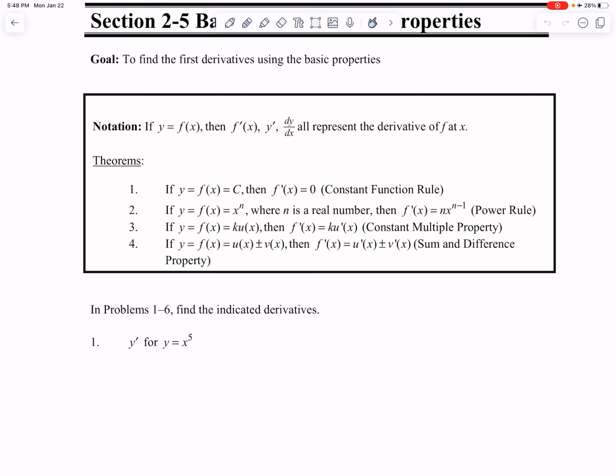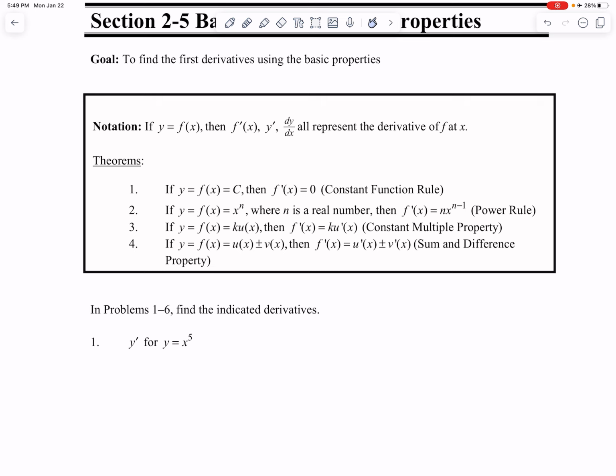There are different ways that you might see the derivative actually represented. The first one is f prime. We saw that last time. Since f of x is representing y, we might also see y prime. And then another way is dy dx, so we're taking the derivative of y with respect to x. These all mean take the derivative. They all mean find the first derivative.